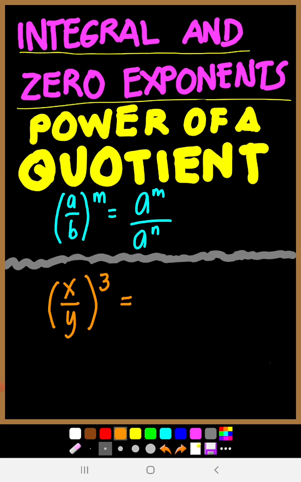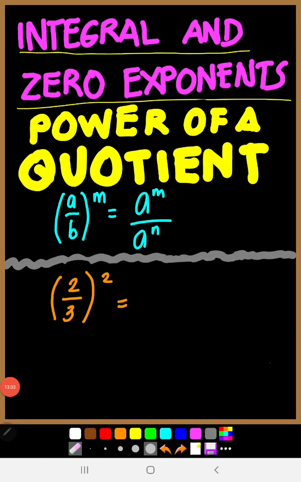So, gagawin mo lang, multiply the exponents na nasa labas to sa exponent na nasa loob. Since our x doesn't have an exponent, automatic that is 1. So, 3 times 1, that is 3. So, that will be x cubed. And then, for the y, again, wala tayong exponent. So, there's the invisible one. So, 3 times 1, that is y cubed.